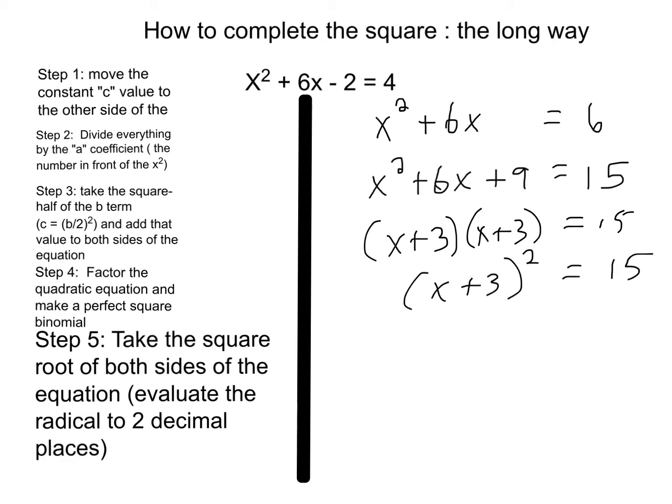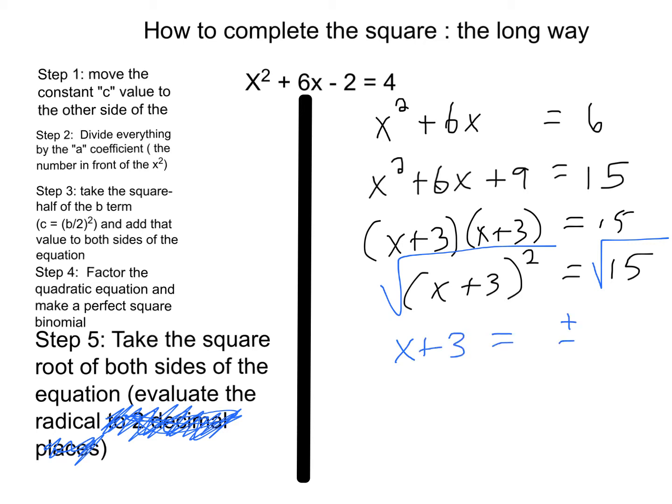Alright, now take the square root of both sides. But we are not rounding to 2 decimal places, so we're going to ignore this step. We are going to evaluate the radical. So again, we are going to take the square root. So x plus 3 equals plus or minus. Now try to break down radical 15. You can't. So it's just rad 15.